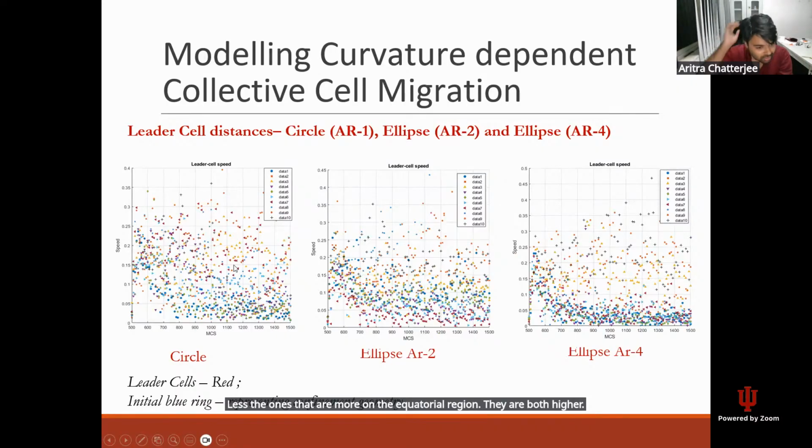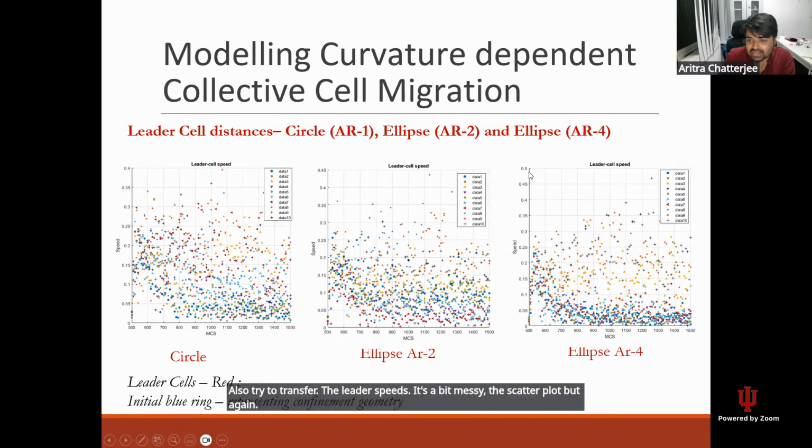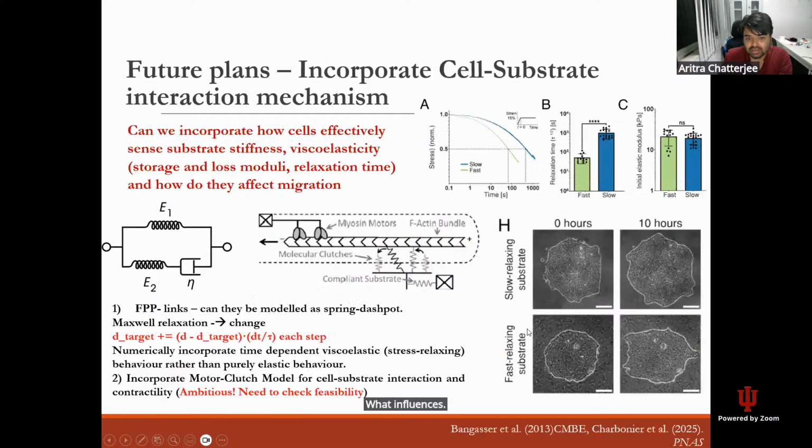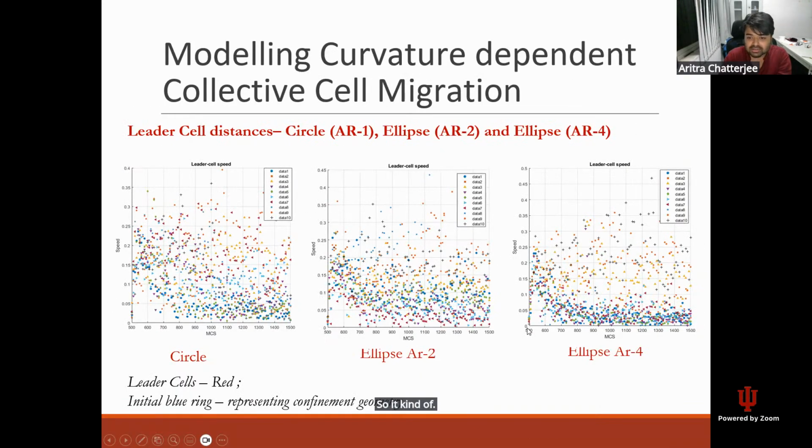I also tried to track the leader speeds. It's a bit messy, the scatter plot. But again, looking at the y-axis, you can see that the range is much larger. The spread of the velocities is much larger as one increases the aspect ratio. So it kind of captures what we are trying to say. Of course, we need to fine tune it a bit more.